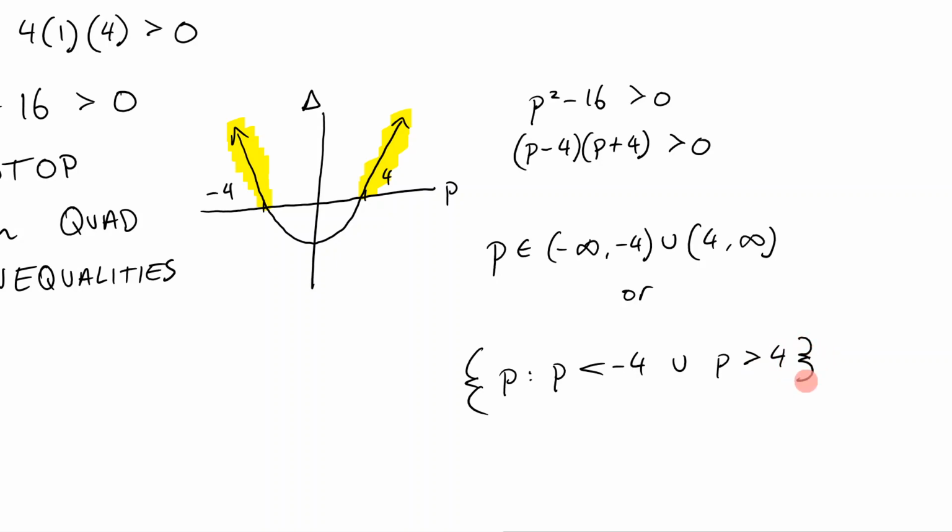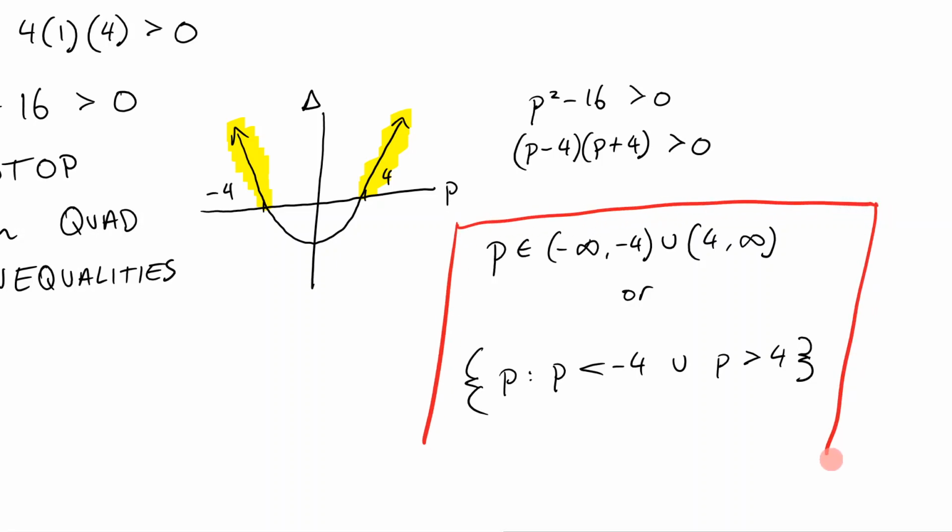Really important that you take note of the fact that you're not including the negative 4 and 4, so it has to be a round bracket or an inequality without a line underneath it, because it's only where it's greater than 0. It's not greater than or equal to 0. So either of these would be a correct answer here. Let's put a box around them.